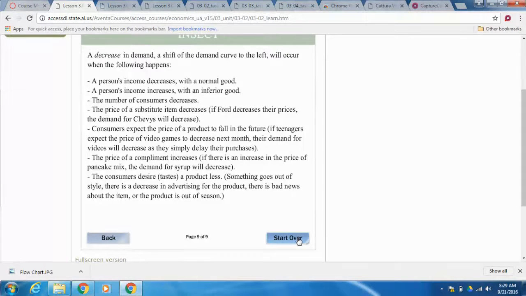Consumers expect the price of a product to fall in the future. The price of a complement increases, or the consumer desires or tastes a product less.